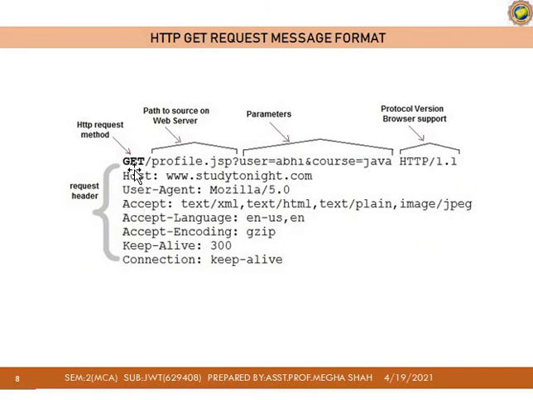Now here, this is a URL that we have written in the URL part. So here we are using the GET method. This is the path to the source on a web server. From the web server we are using this source path, and we are using this kind of parameters.